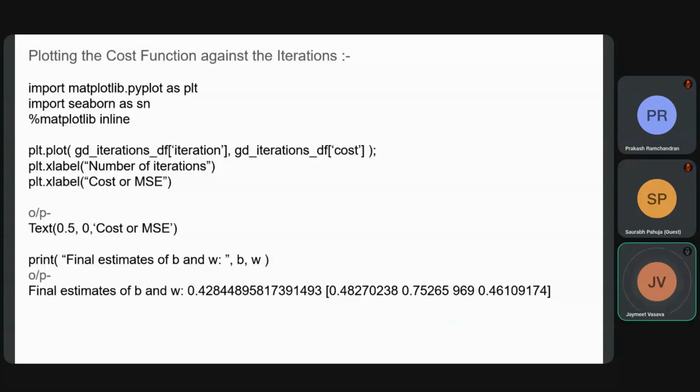We'll also be plotting the cost function against the iterations, just to get a visual clue of it. We'll be using matplotlib and calculated using the GD iterations and the number of iterations and the cost that is associated with it.